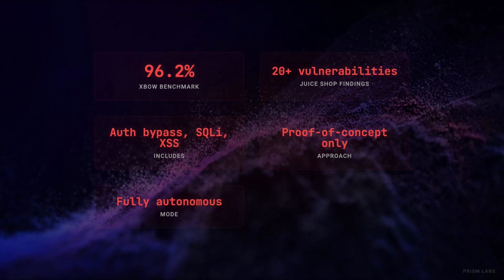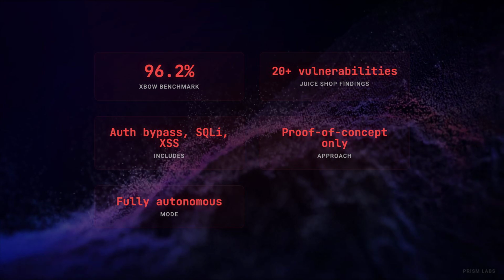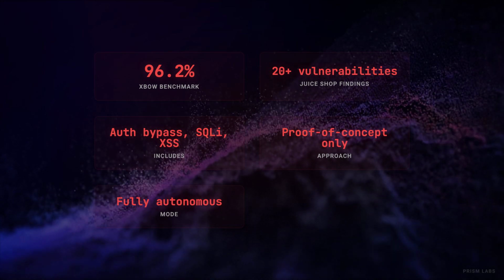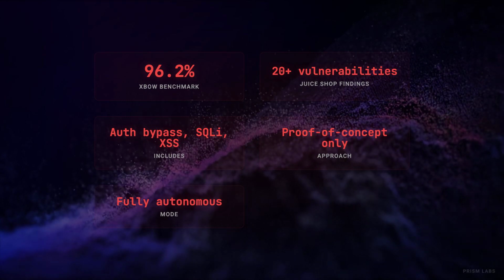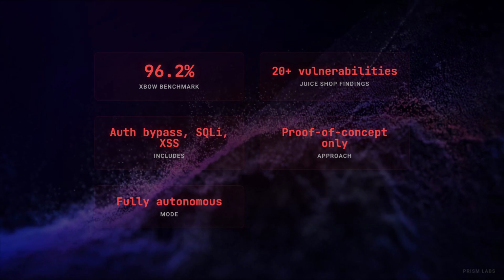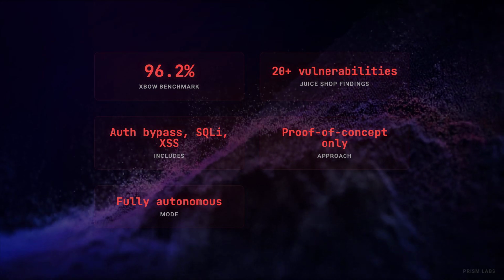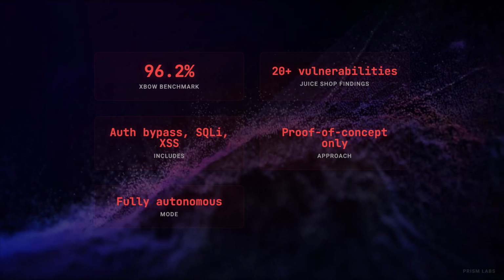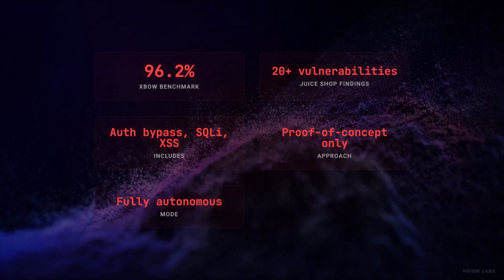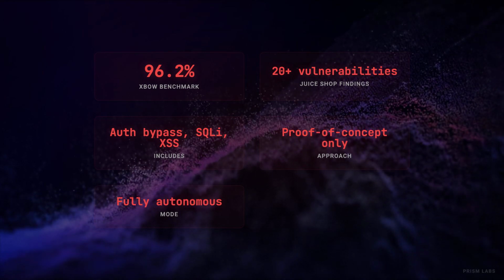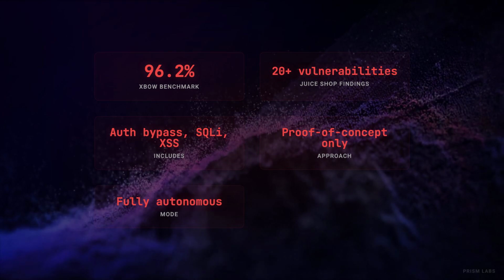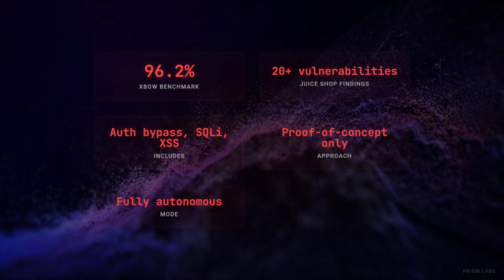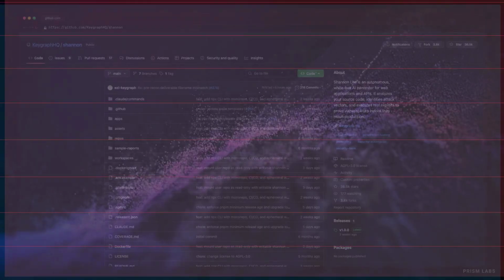On the real-world side, Shannon identified over 20 vulnerabilities in OWASP Juice Shop, a deliberately vulnerable web application used for security training. The findings included authentication bypass, SQL injection with database exfiltration, cross-site scripting, and broken access controls. These aren't synthetic benchmarks. Juice Shop is the standard training target for human penetration testers, and Shannon is matching or exceeding junior pentester performance on it autonomously. Let's look at the repo.